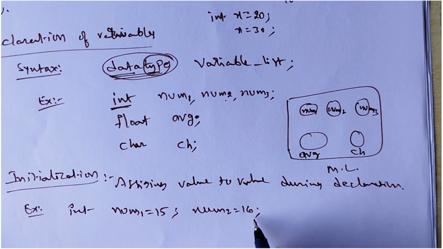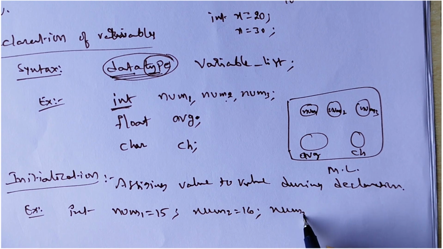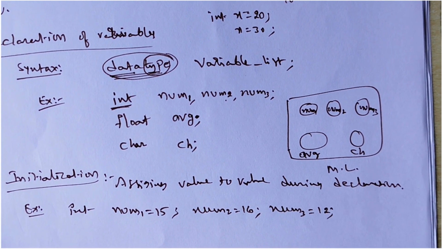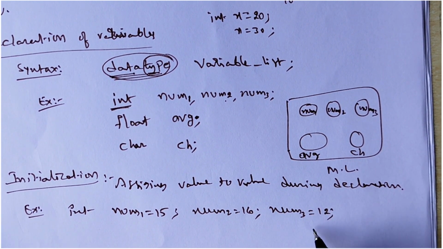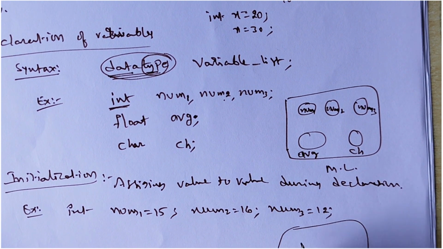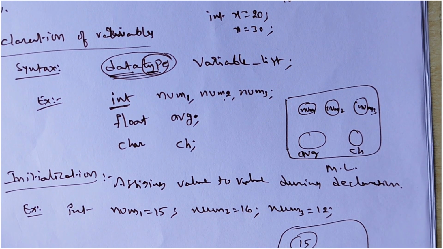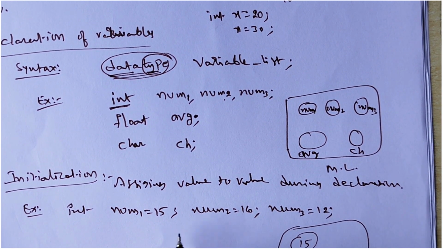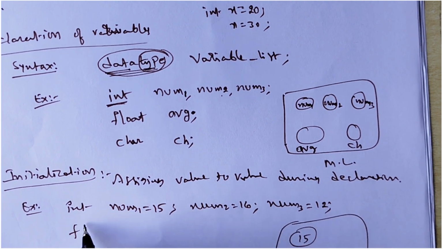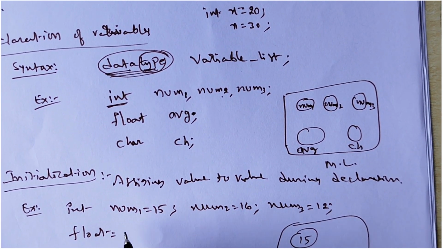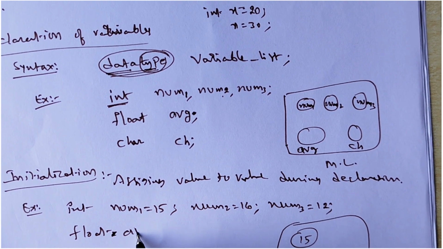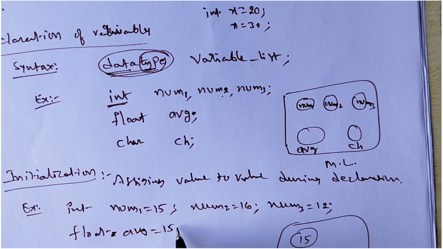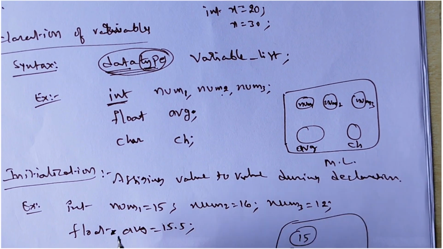num2 equals 16, num3 equals 12. Then what happened? In the memory location only, it will create a num1, the value is 15. Okay, like this we can also declare variables. Auto float avg equals 15.5. Then what happened? Here the variable will be created as avg.